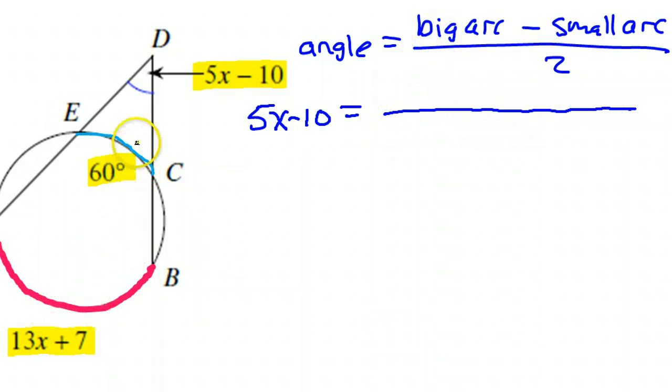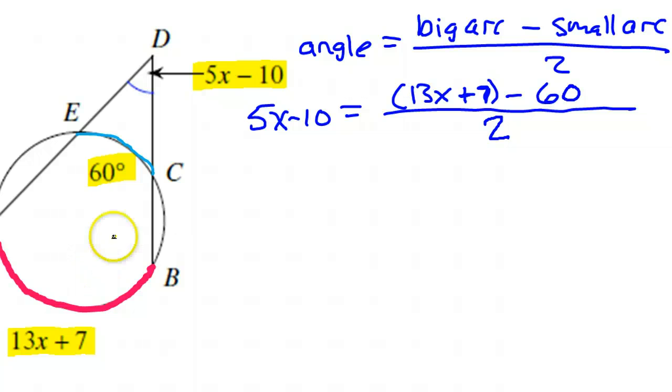Alright, now, which one of these is the big arc? It's the one we're trying to find, the fuchsia one. 13x plus 7. Alright, that's the big arc. Now we need to do minus the small arc. Well, I guess I didn't really need the parentheses because the small arc is just a number, 60 degrees, divided by 2. Okay, so the angle equals the big arc minus the small arc divided by 2. So it's just a matter of simplifying this. Now there's nothing in front of these parentheses, so I can just erase them.